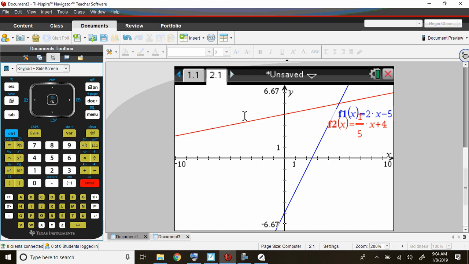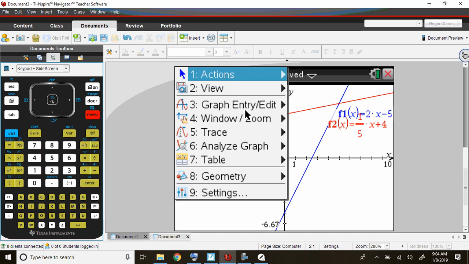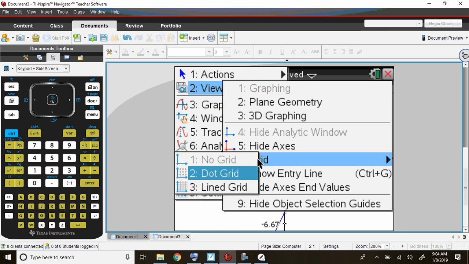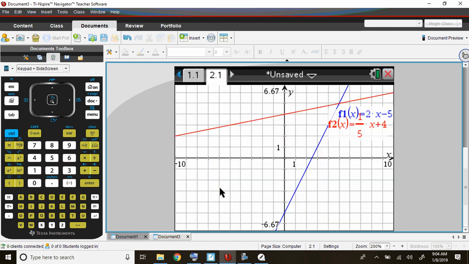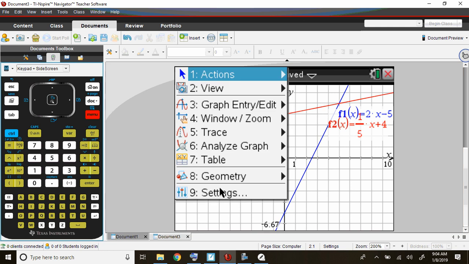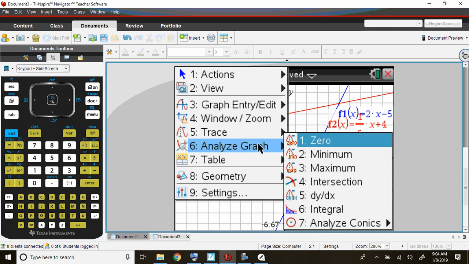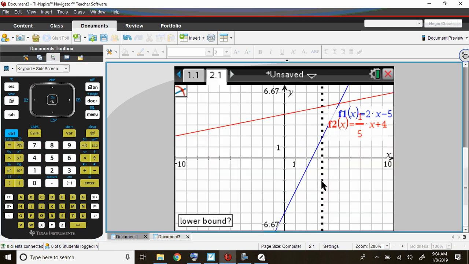And to do that, I'm going to press Menu. I'm going to go to View, grid, lined grid. Menu, view, grid, lined grid. And that makes it pretty clear where my answer is, I think. But if it doesn't, I could also go to Menu, and put on my special eyes, and find the intersection.